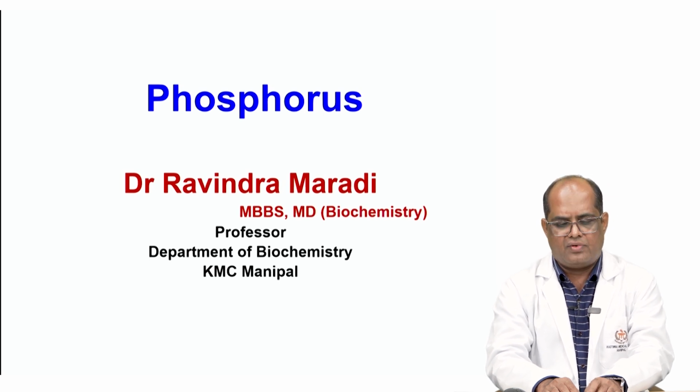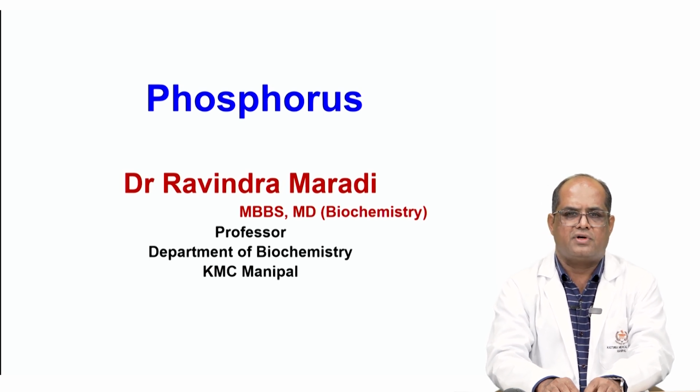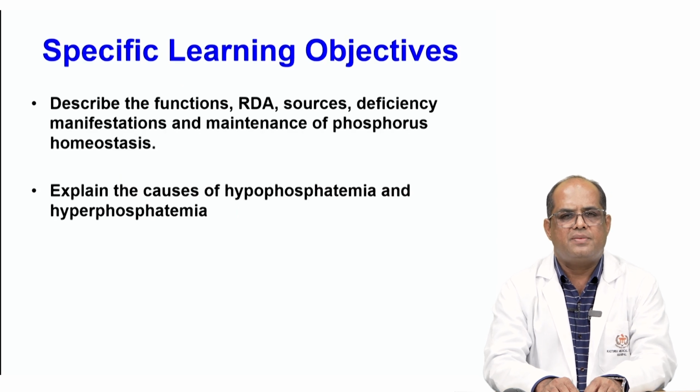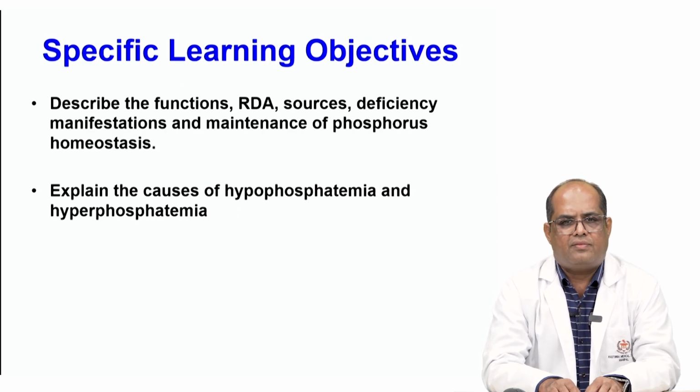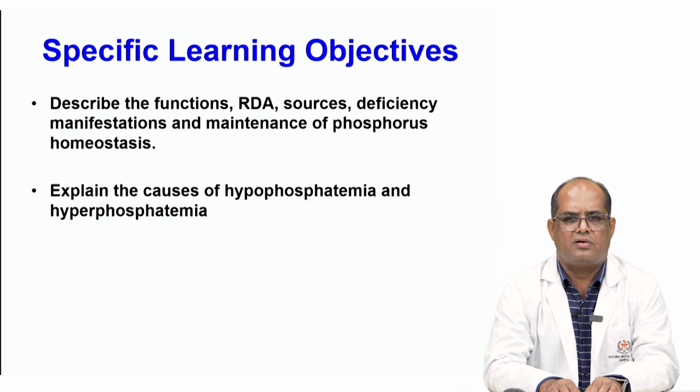In this lecture, we are going to discuss phosphorus. The specific learning objectives are: to describe the functions, recommended dietary allowance, sources, deficiency manifestations and maintenance of phosphorus homeostasis, and also to explain the causes of hypophosphatemia and hyperphosphatemia.